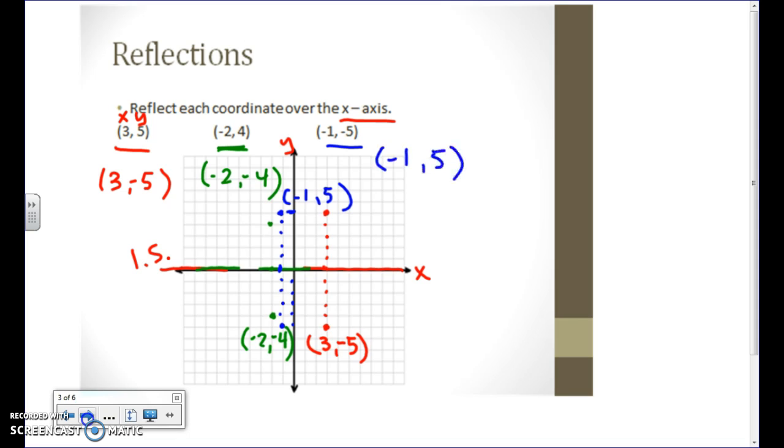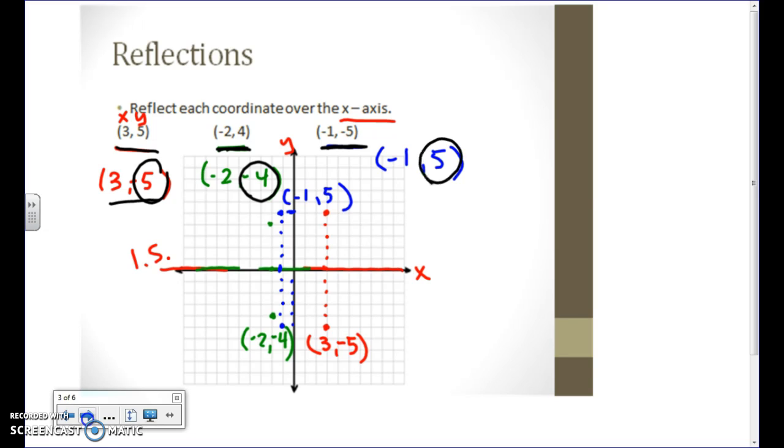And so hopefully you're starting to see a pattern here when we're reflecting over the x-axis. I noticed that when I compare 3, 5 to 3, negative 5, the y-coordinate is now its opposite. And then when I compare negative 2, 4 to negative 2, negative 4, the y-coordinate is now the opposite. And when I compare negative 1, negative 5 to negative 1, 5, the y-coordinate is now the opposite.